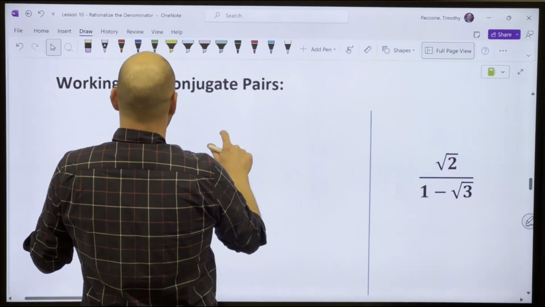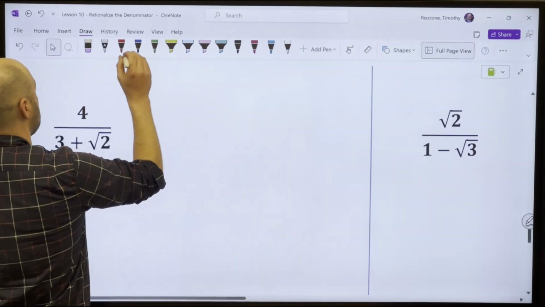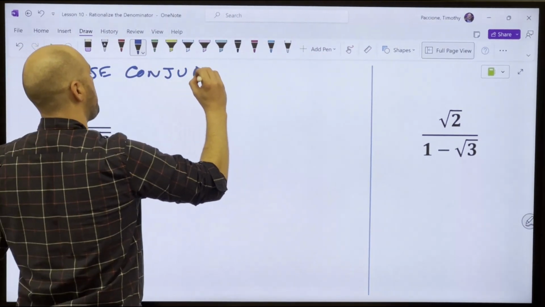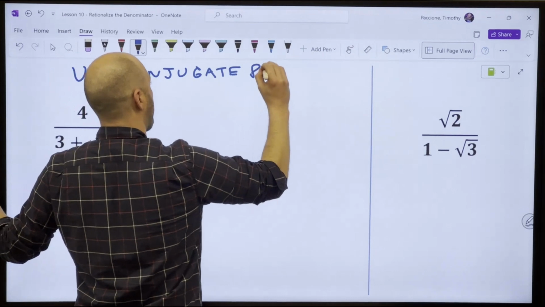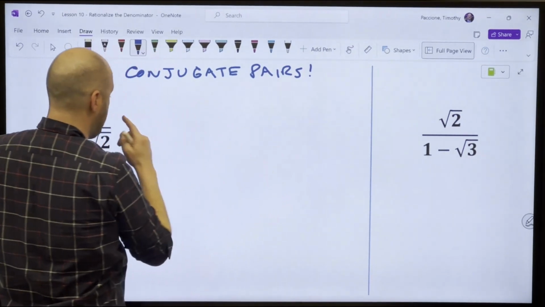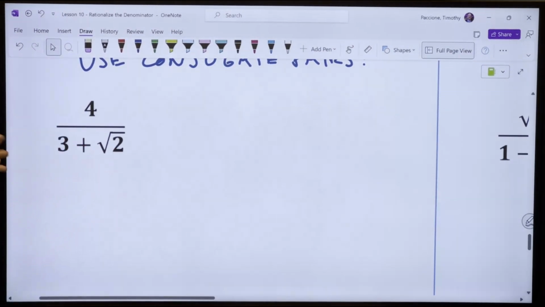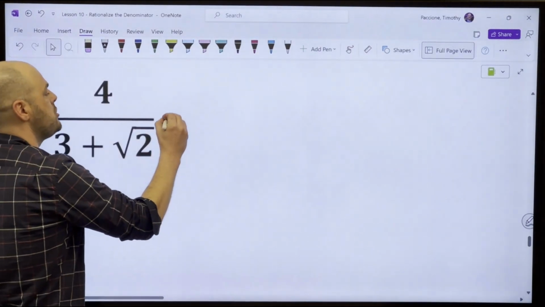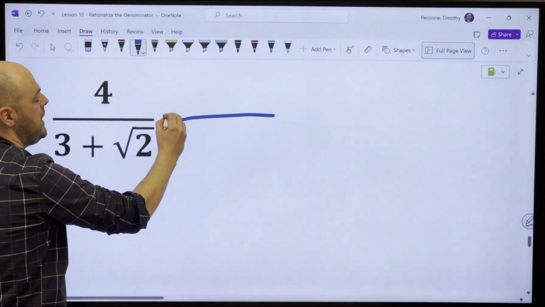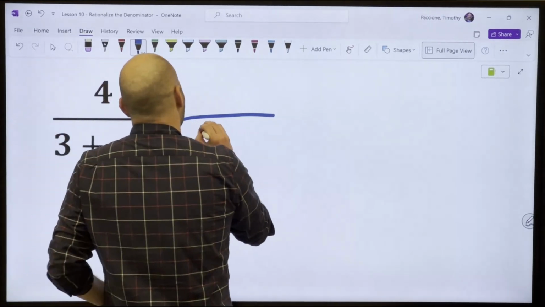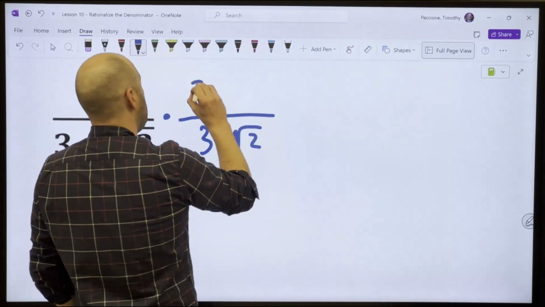The other version is working with conjugate pairs. So you must use conjugate pairs in order to fully get rid of this radical. Remember we talked about, if I just multiply this by square root of 2, I'm just moving around the square root of 2. It's not going to go away, right? I can't just do square root of 2 over square root of 2. I need to multiply by the conjugate pair. So, big old line, right? And what's the conjugate pair of 3 plus square root of 2? 3 minus square root of 2. Exactly. 3 minus square root of 2.